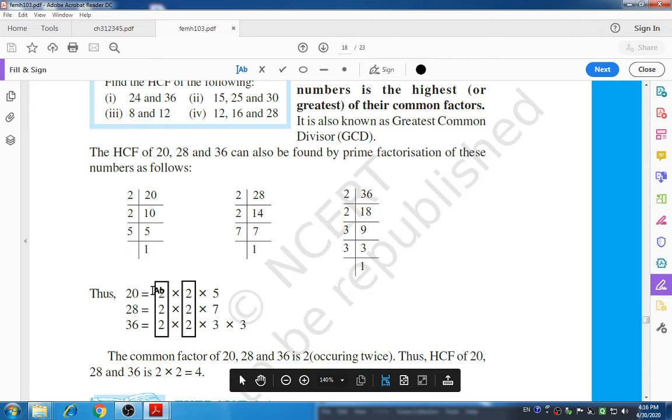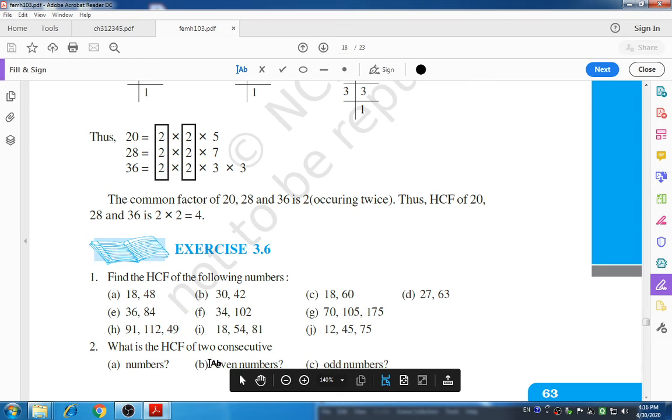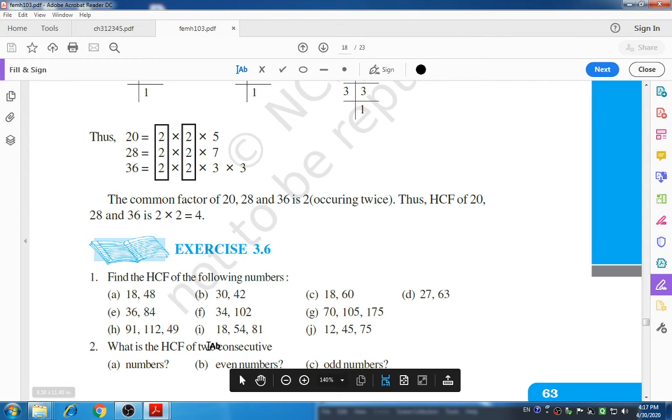So we have to multiply this 2 into 2, that is 4. So 4 is the HCF of the given numbers. Do you get this? Okay, now we will solve some problems in exercise 3.6. Then this concept will be clear to you.